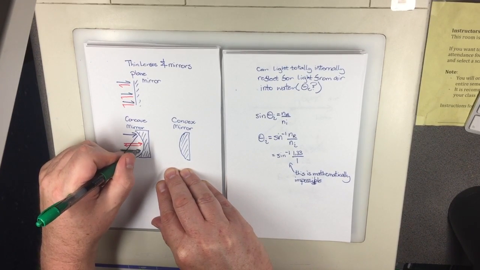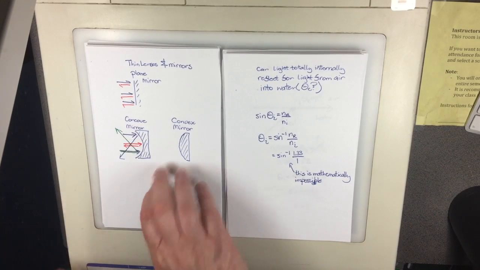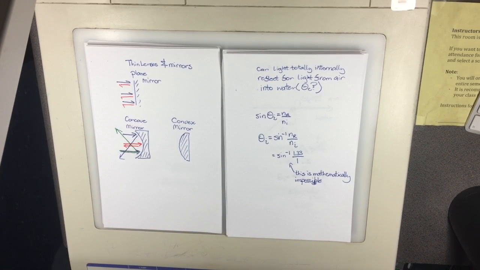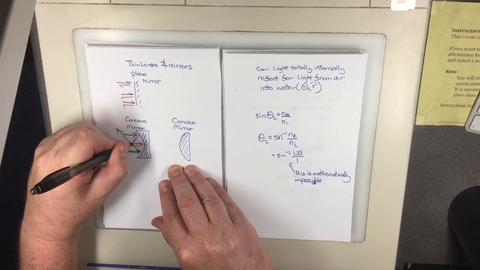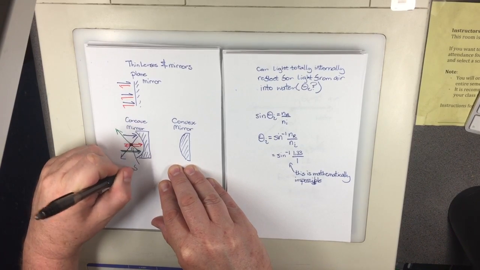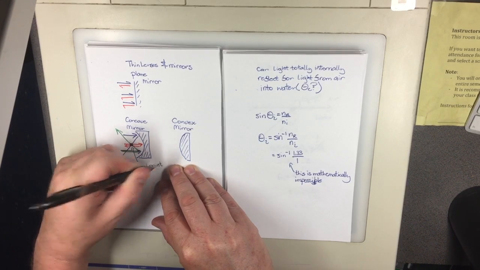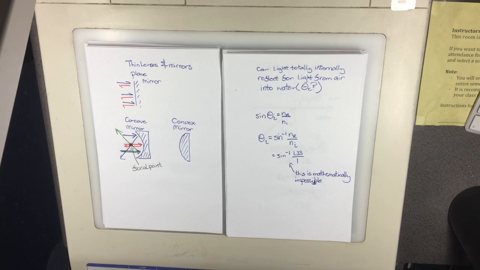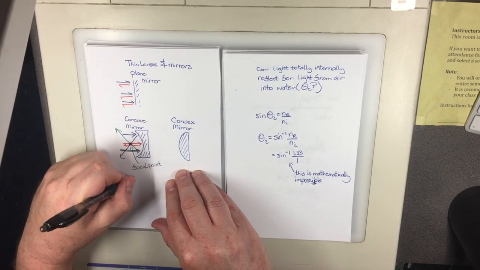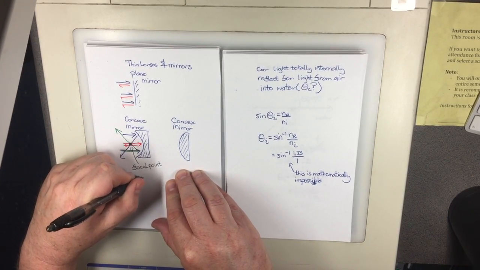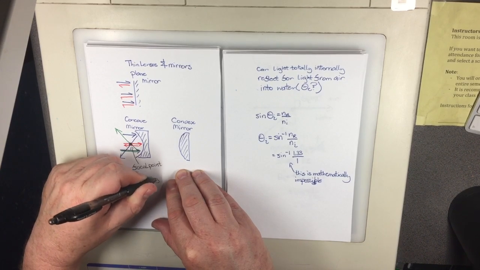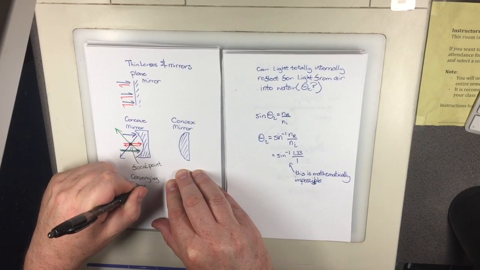Parallel light will reflect like that. And what we see here is that there is a point where all three rays cross. And that is the focal point. What you see here is that the light rays converge to one specific point. And we call concave mirrors converging mirrors.